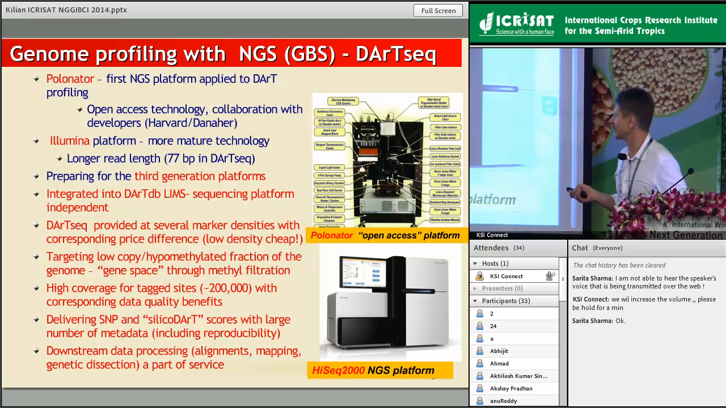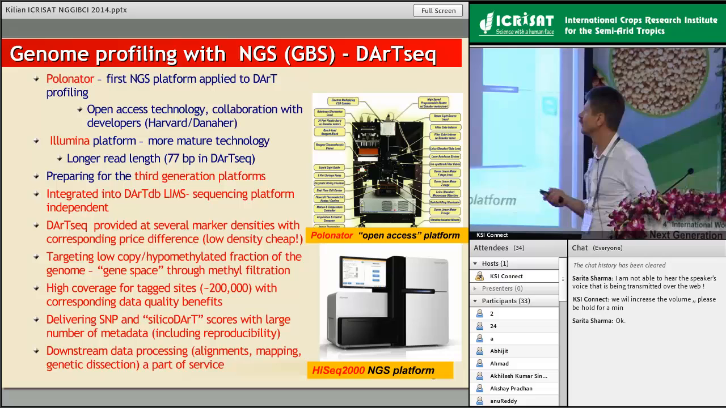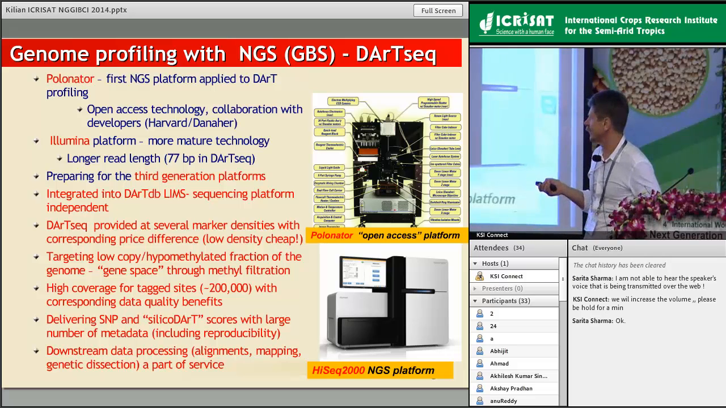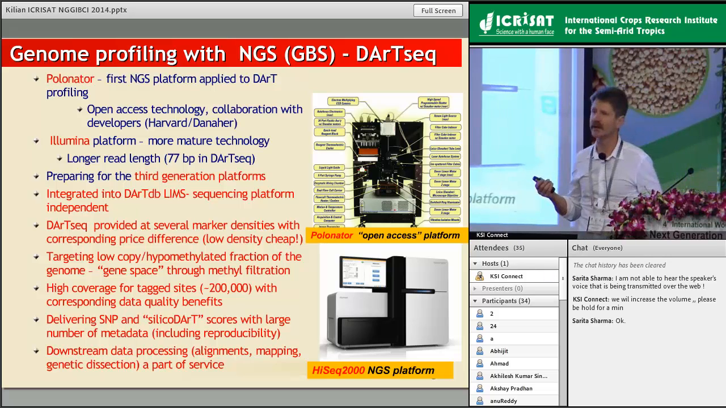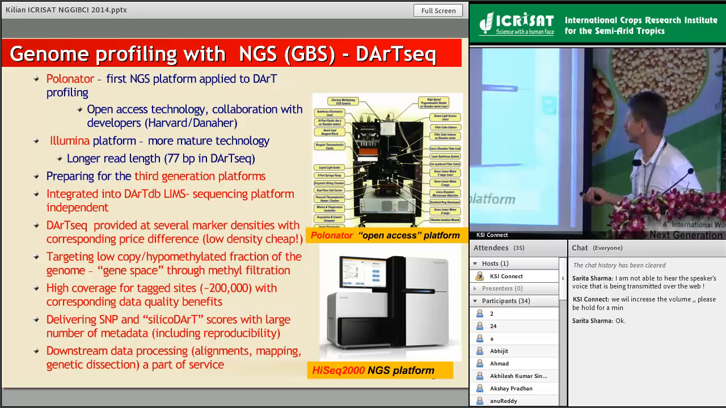We sequence on average, and it varies for different organisms, approximately 200,000 loci in the genome. And since most of our service is around 96-plex, we have on average 10x sequencing, which brings corresponding data quality benefits in terms of high call rates and high levels of reproducibility. So we're delivering both SNP information and also silicoDArT.